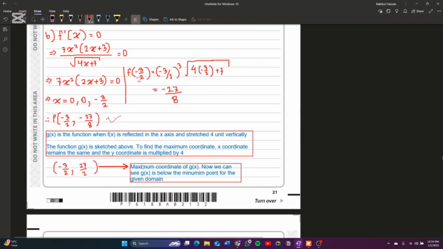Therefore, the maximum coordinate of g of x will be so the x value remains the same. X doesn't change. X is -3 by 2, but the point P, since it stretches vertically by 4 units, that means this value stretches by 4 units. That means -27 by 8 times 4 becomes -27 divided by 2. But also since it's been reflected, there is a negative sign, so this minus becomes positive. So our y value becomes positive 27 by 2.